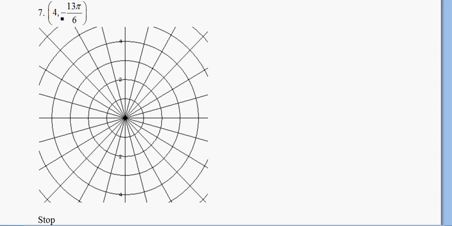Here's my last example. We have 4, comma, negative 13 pi over 6. So this is clearly larger than 2 pi. Negative 13 pi over 6 is the same as negative 12 pi over 6 minus pi over 6. So this is just an extra rotation in the clockwise direction. So just negative pi over 6 is going to be the one down in the fourth quadrant. And I want a radius of 4.